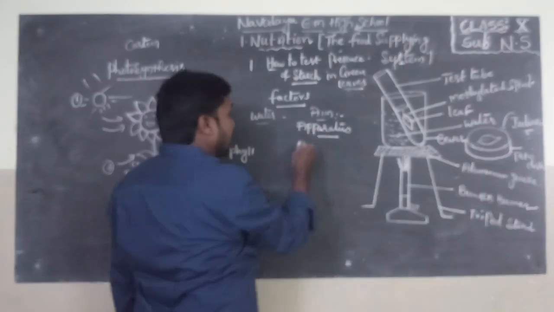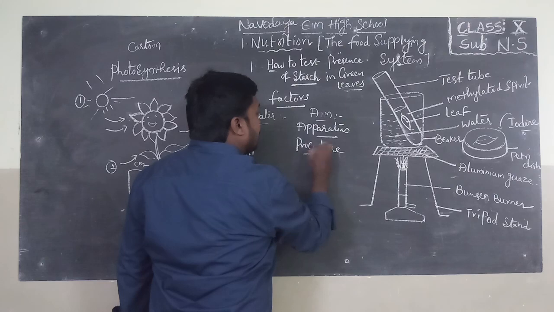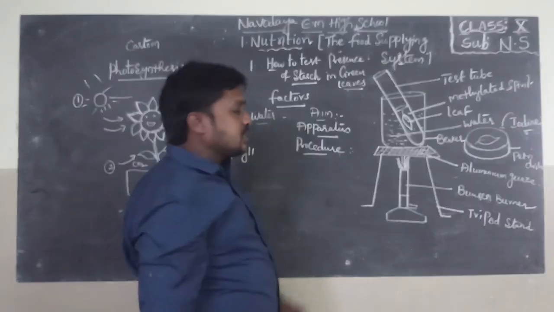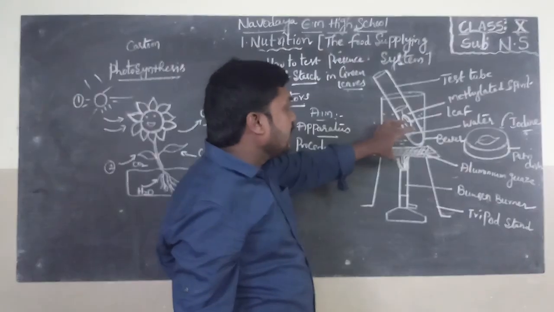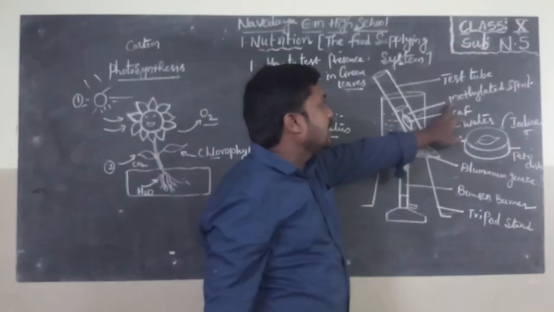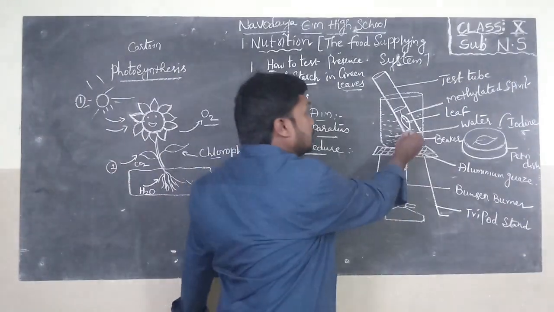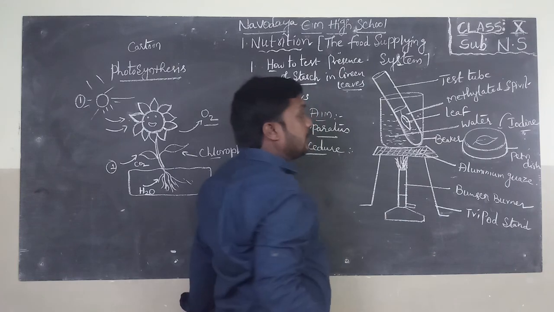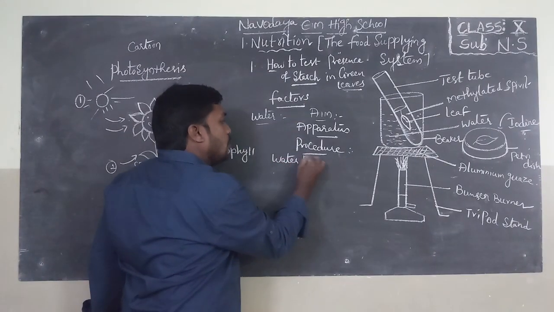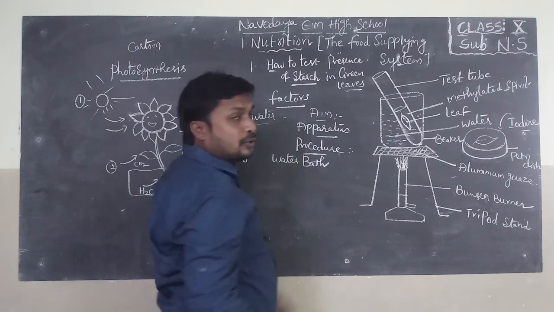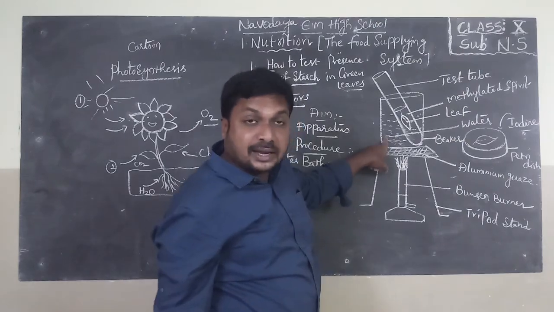Next one is procedure. What is the procedure? A very simple procedure. Take a soft and thin leaf in a test tube which contains methylated spirit and boil the test tube in a water bath. What is meant by water bath? We have to keep the test tube which contains methylated spirit in a beaker which contains water.